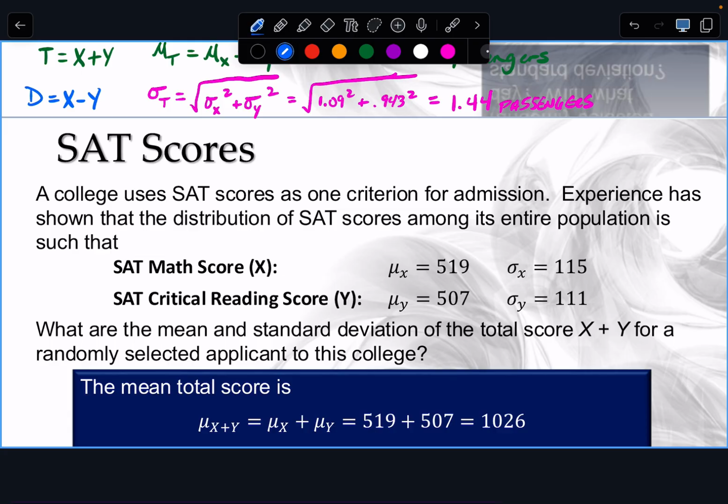What about standard deviation? What would I do? You would change it. So we would change the standard deviations to variance, add them together and take the square root. But what do I have to do first? I have to check if they're independent. When I select a random student, is their score on the math test going to be independent of the score on their reading test?